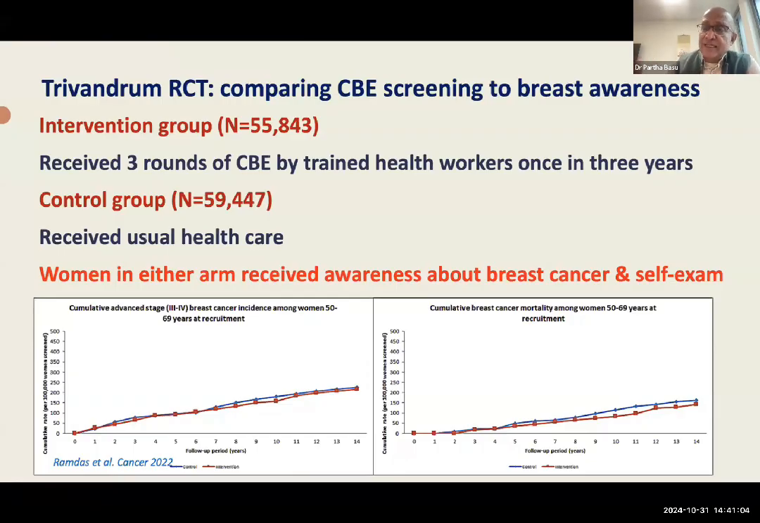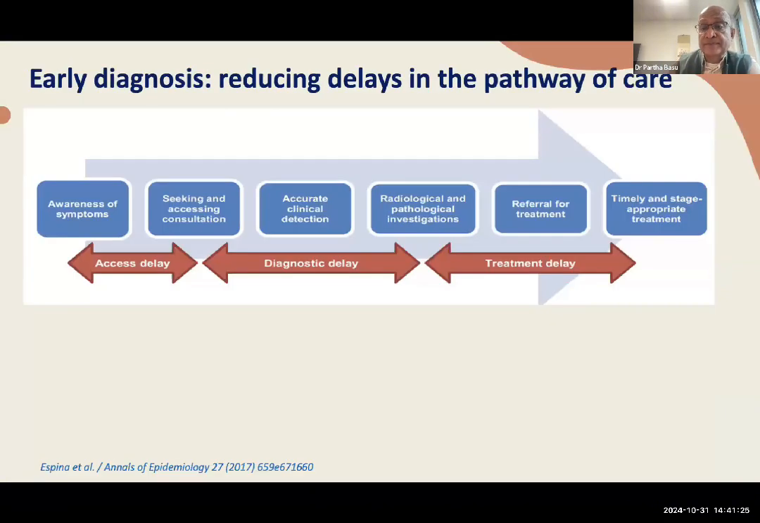So essentially, this again proves the power of breast awareness linked with good quality access. Even if we are not able to implement a good quality, high coverage CBE-based screening, if we focus on early diagnosis, there will be an impact in terms of saving the lives of women. So this is what early diagnosis is all about: reducing the delay in the pathway of care.